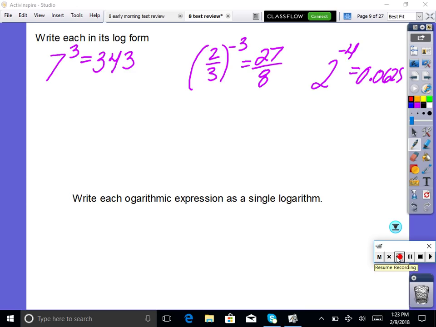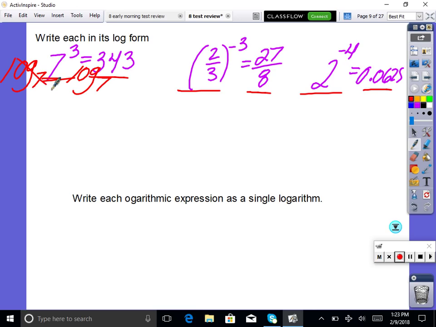So notice we're not solving anything here. It's already solved. These are true statements. It just says write it in its logarithmic form. So you'd say, okay, this is my base because that's what's raised to the 3rd power. I need to write it as a log, so I need to undo the base. So I log base 7 both sides, 3 drops down, so then we have log to the base 7 of 343. Remember, it eats the other side.